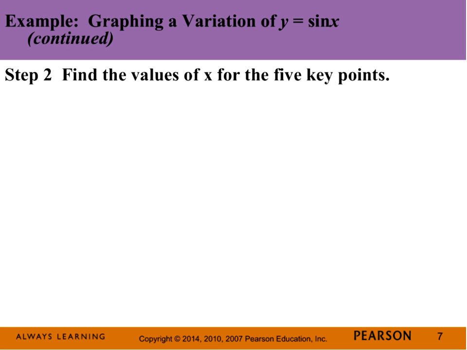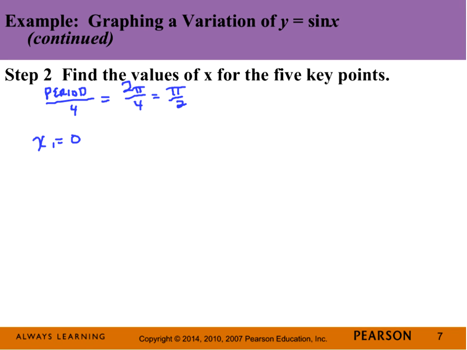Okay, so finding the values of x for the 5 key points. Well, what we have to know is, what is the period divided by 4? Because this is going to tell us what we have to add on to the preceding value to get the next x value. So in this case, the period was 2 pi. So that leaves us with pi over 2 when we divide 2 out of the numerator and the denominator.